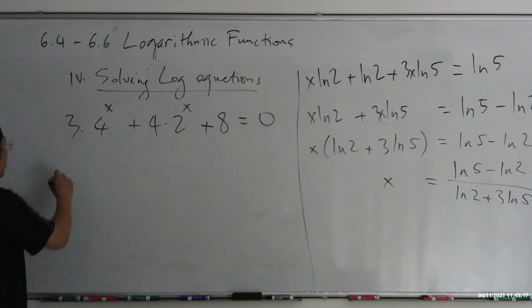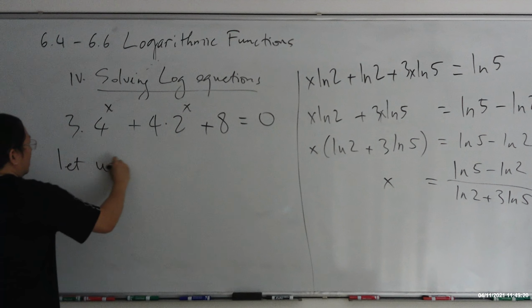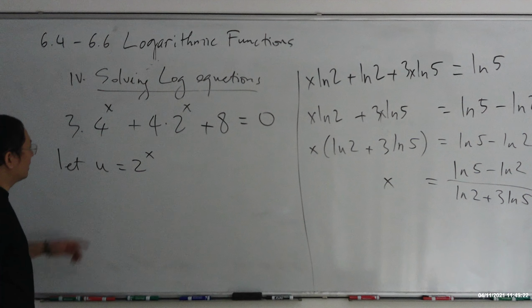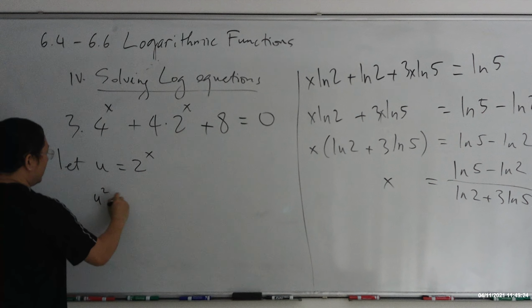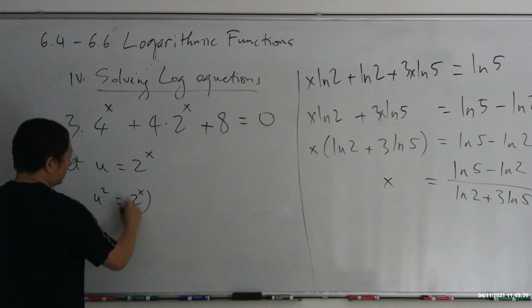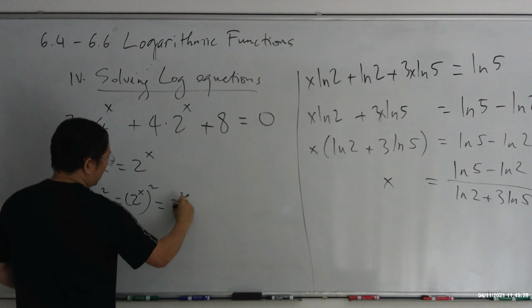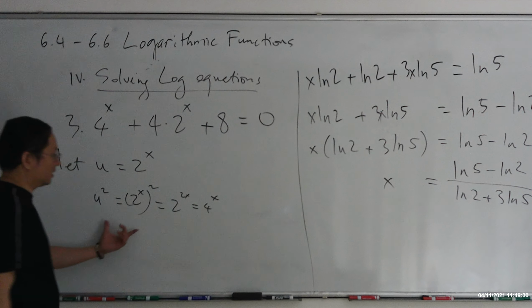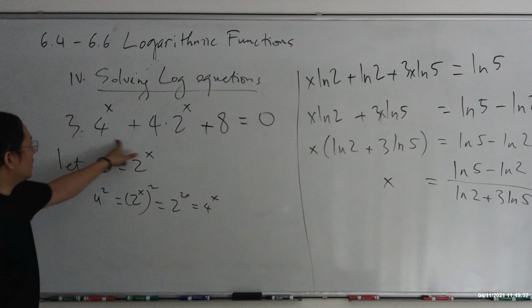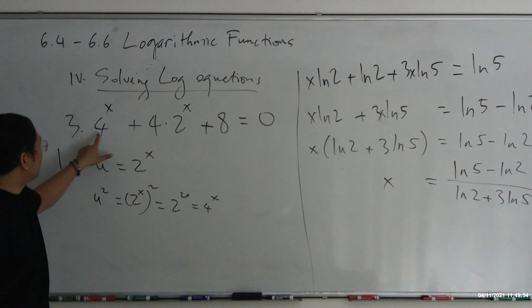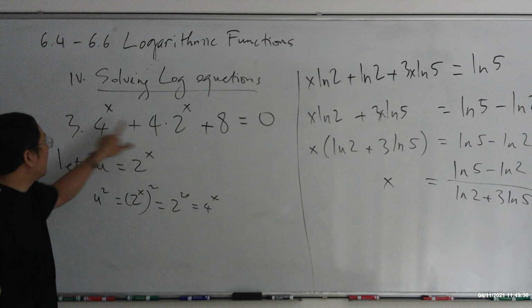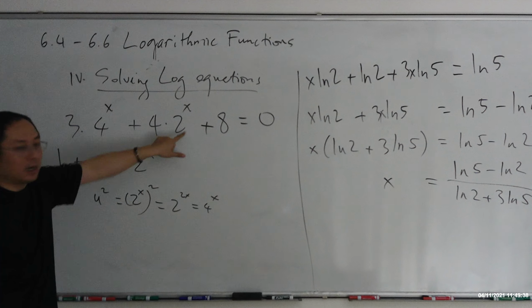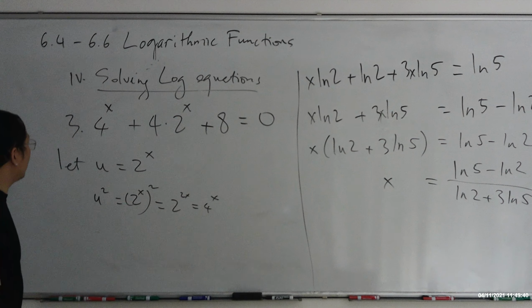So in this problem, if you let u equal 2 to the x, and you know that u squared is equal to 2 to the x squared, which is 2 to the 2x, which is 4 to the x. That's the trick right here. You have 4 to the x and 2 to the x. That number will always be the square of that number, so that you can get a quadratic equation coming out.